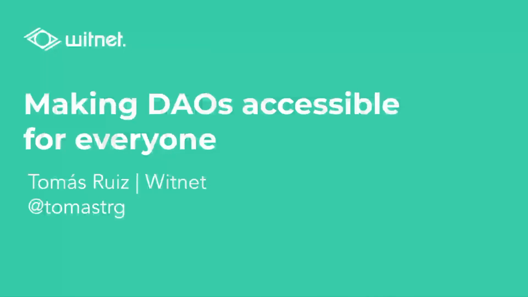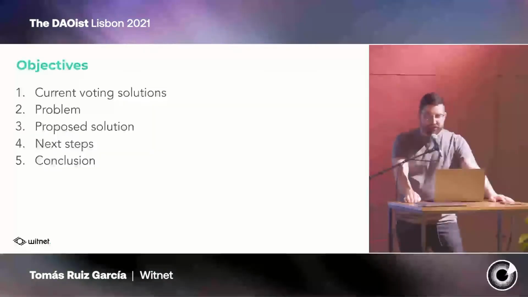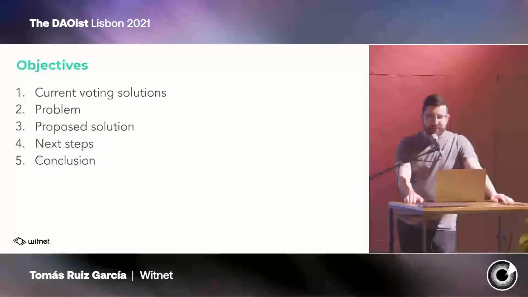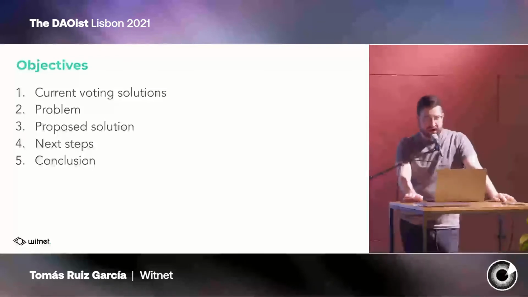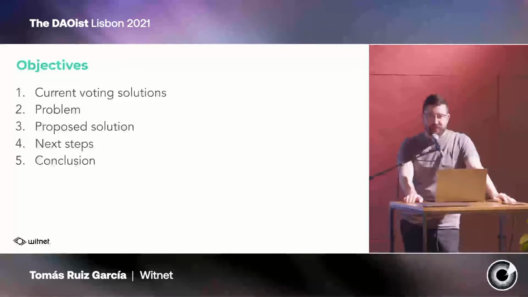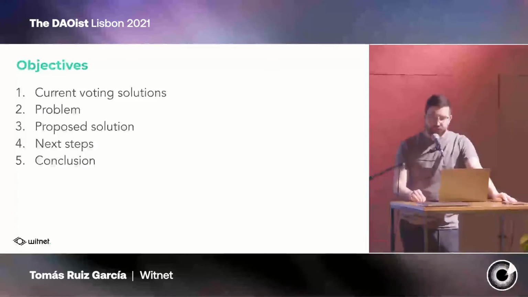And in today's talk, we are going to see the different voting mechanisms that exist in the DAO space and how, more or less, they work and the current problems that you face when you use one of those solutions. And then we will also see the proof of concept that we have made to try to remove those problems and the next steps for this proof of concept.